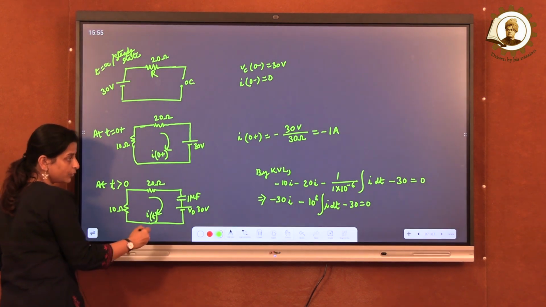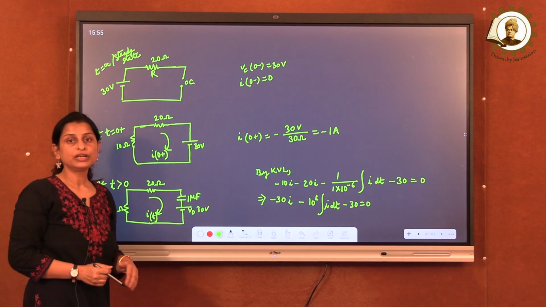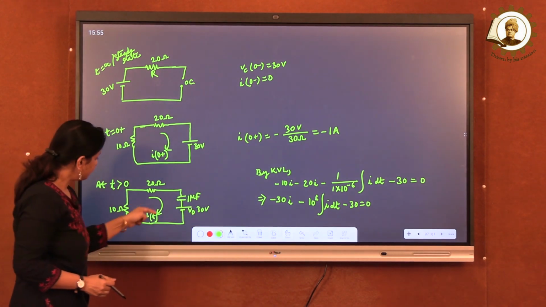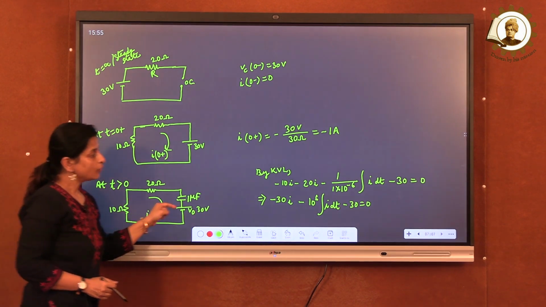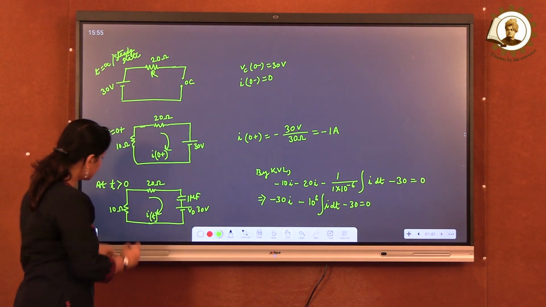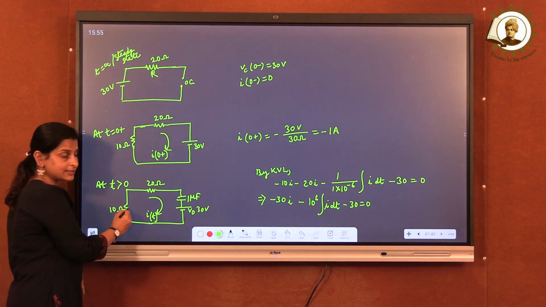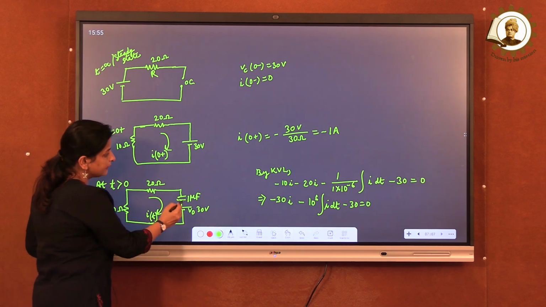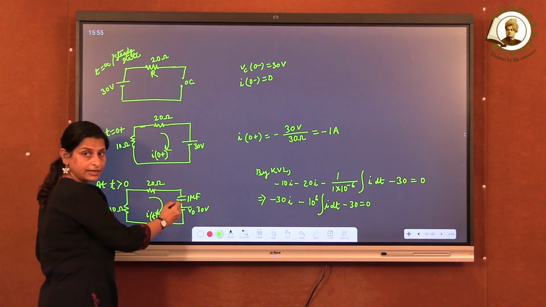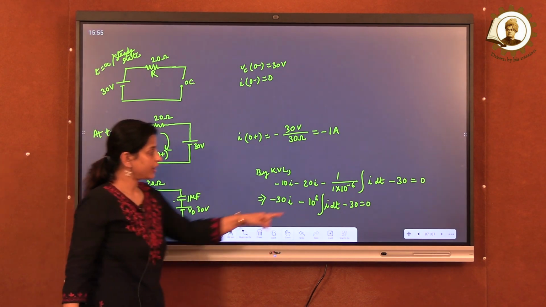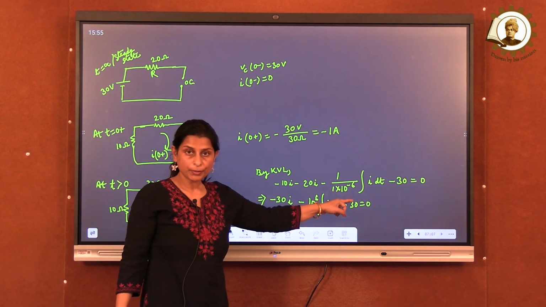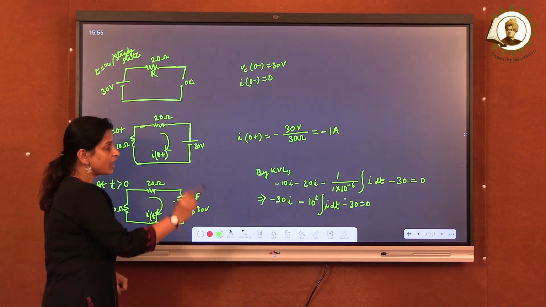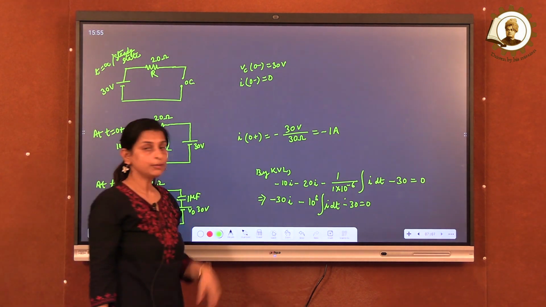Once you get the equation in I, if you differentiate, you will get di/dt. We have already got I at 0 plus. Now if we apply KVL in this circuit, we get this equation: minus 10I, the voltage across the first resistor, minus 20I, the voltage across the second resistor, then 1/C integration of I dt. The capacitance is 1 microfarad, so 1 by 1 into 10 to the power minus 6 integration of I dt, minus 30, equal to 0. This we get by KVL.